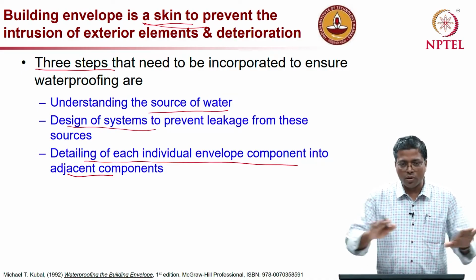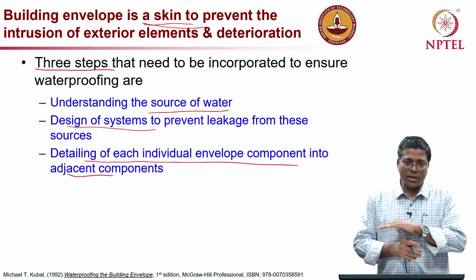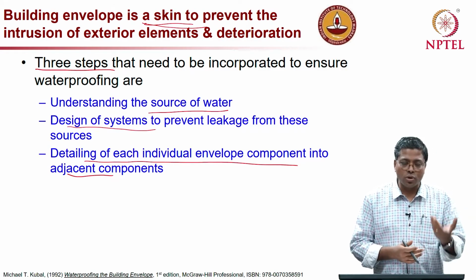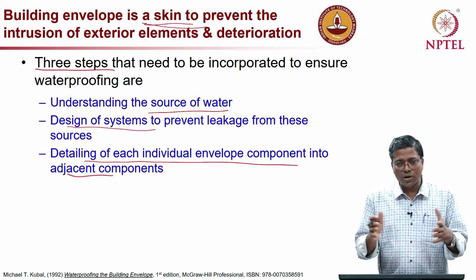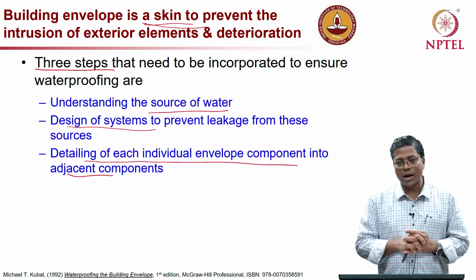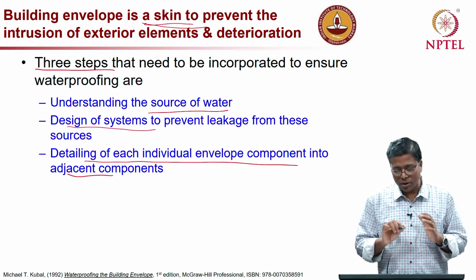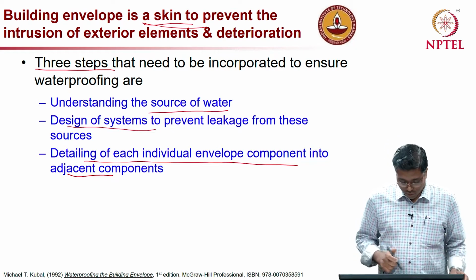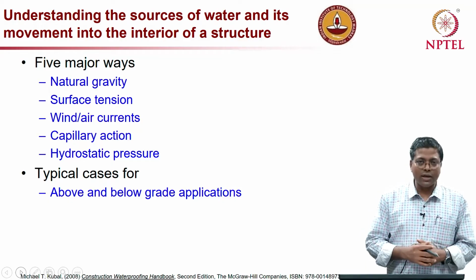For example, if you want to create a waterproofing layer, maybe the material is very good and the system is very good, but if the joints are not good, it is going to fail. Or if there is a small scratch on a sheet or waterproofing membrane, the water will penetrate through that scratch or crack. Such things must be checked before we approve the work, because that detailing is very, very important.